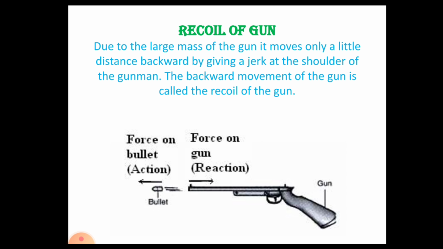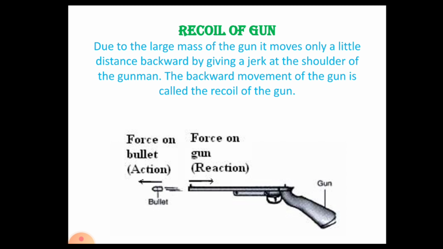Another example is the recoil of a gun. Have you heard about the recoil of a gun? A gun recoils when a bullet is fired from it. When a bullet is fired from a gun, the gun exerts a force on the bullet in the forward direction. Understand? So this is the action force. And the bullet also exerts an equal force on the gun in the backward direction.